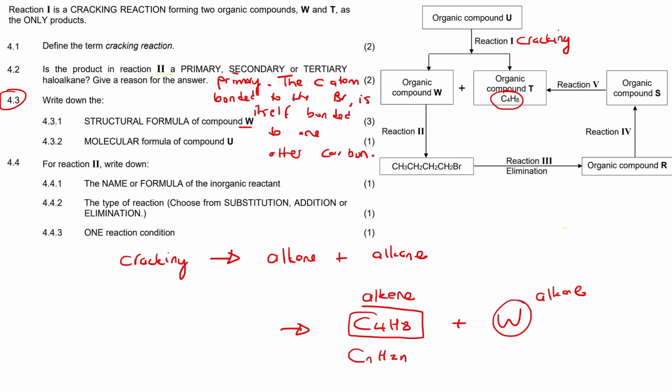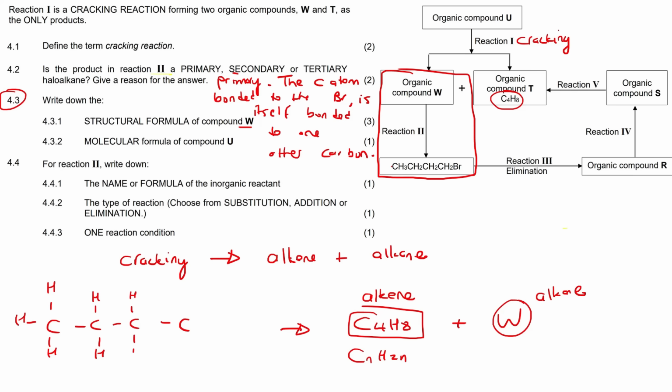To work out what alkane this is, we can just look at this reaction. We can count how many carbons we have over here: 1, 2, 3, 4. So that means we would have a 4-carbon alkane over here. A 4-carbon alkane would look like that, with hydrogens everywhere, because that's what alkanes have. There we go, and that would be the structural formula they're looking for at 4.3.1.